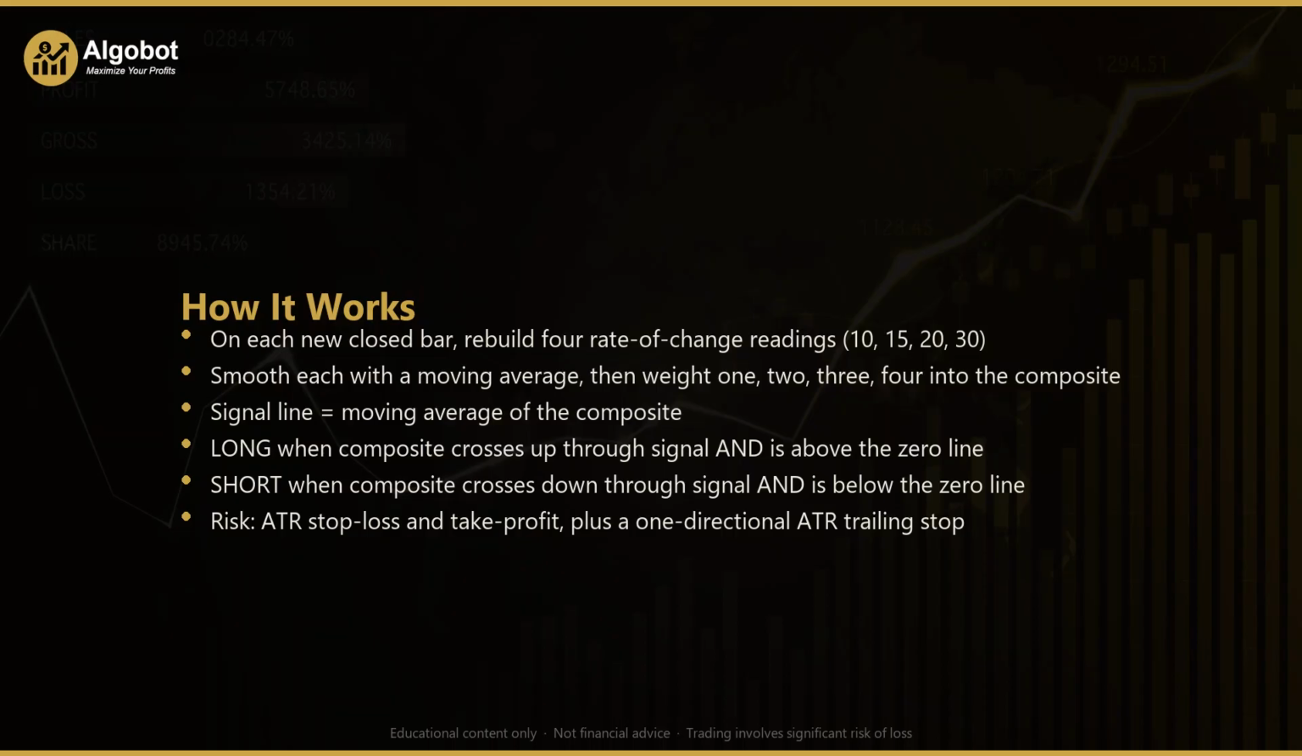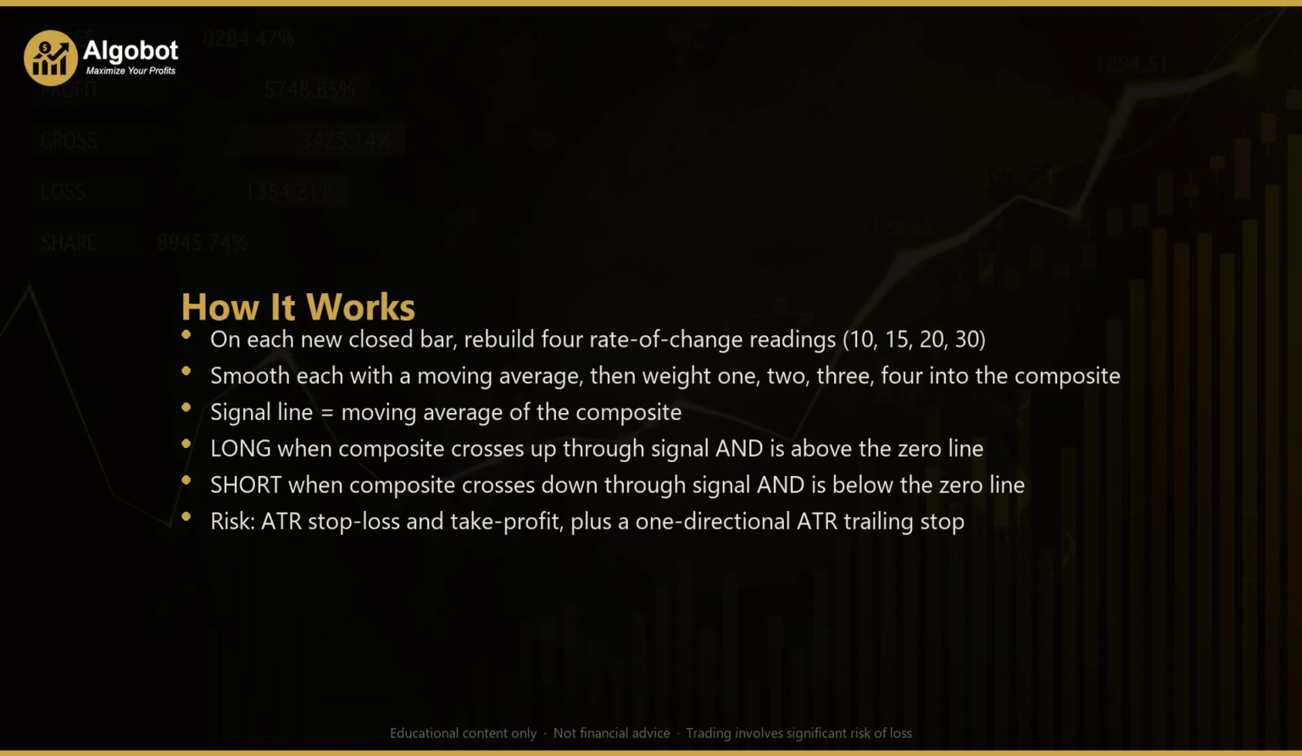For a long, the composite must also be above the zero line, plus an optional buffer. For a short, the composite must be below the zero line, minus that buffer. This filter matters because low-conviction crosses tend to cluster around the flat zero line during choppy, directionless markets. By requiring the cross to happen clearly on the bullish or bearish side of zero, the strategy aims to skip many of those weaker signals.